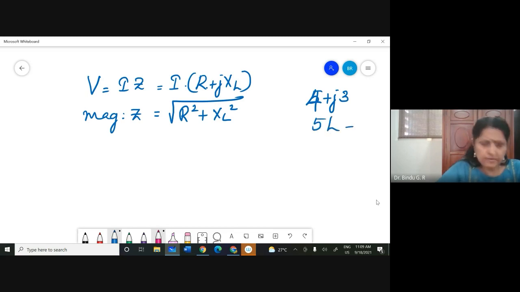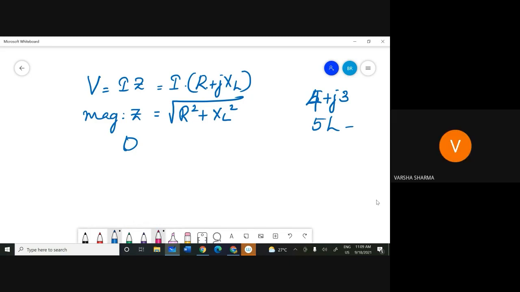The angle can also be found out. Tan inverse of, or what I hope. Have you learned about rectangular and polar form of representation of vectors? Varsha? I don't remember, ma'am. I'm not sure.